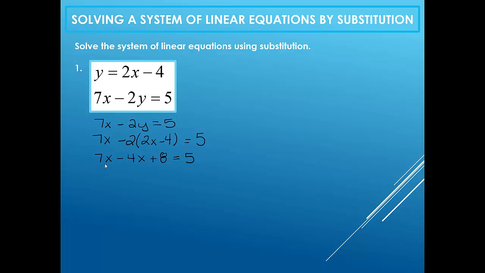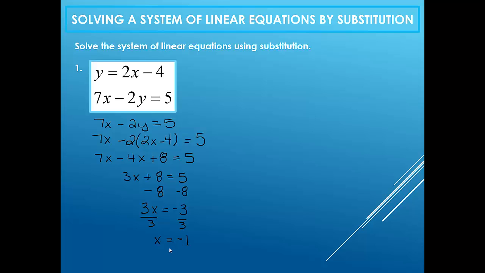Now I can subtract 7x minus 4x, and I get 3x. So now I have 3x plus 8 equals 5. I can subtract 8 on both sides, and now I have that 3x equals negative 3. Divide by 3 on each side, and I'll have that x equals negative 1.